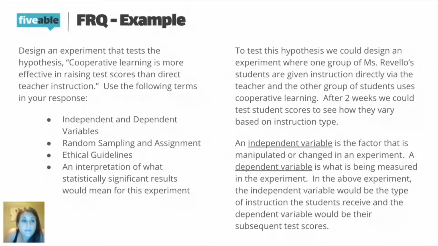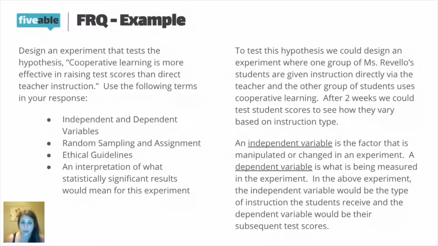An independent variable, then, you start with the definition, is the factor that is manipulated or changed in an experiment. The dependent variable is what is being measured. Those are just straightforward definitions. You don't have to get fancy there. You just show me that you know what the term means. Now, how do I apply that to the experiment?